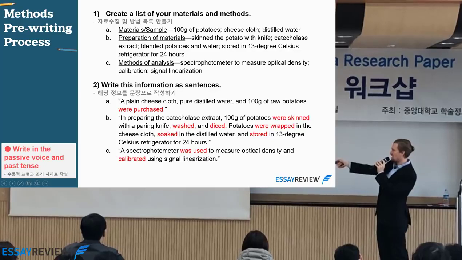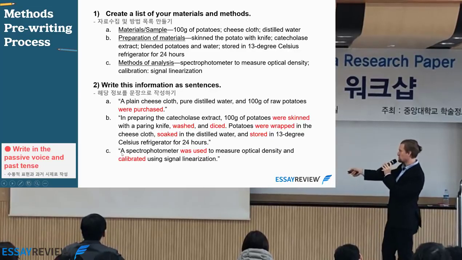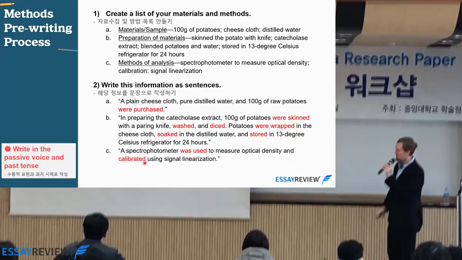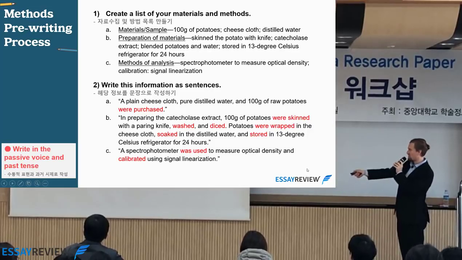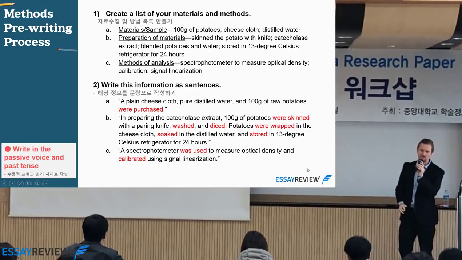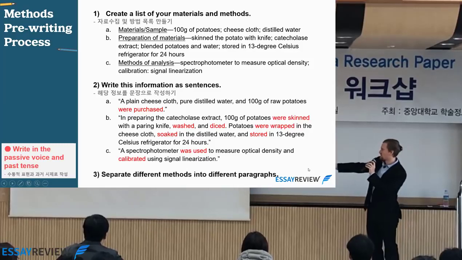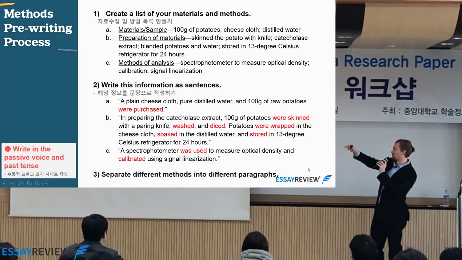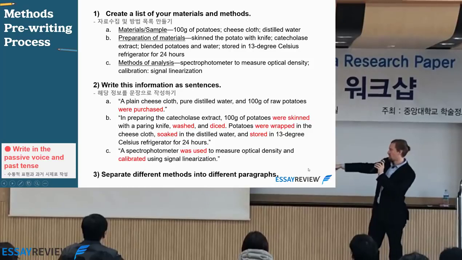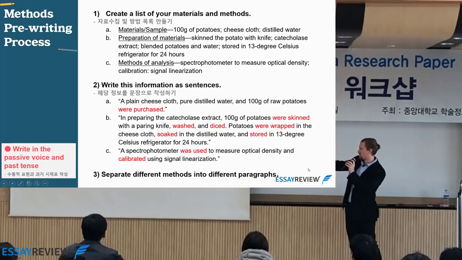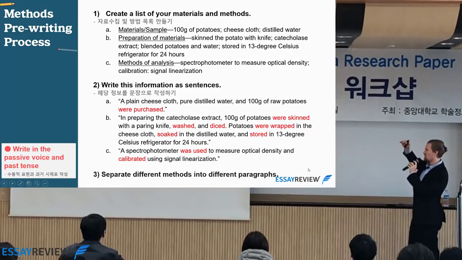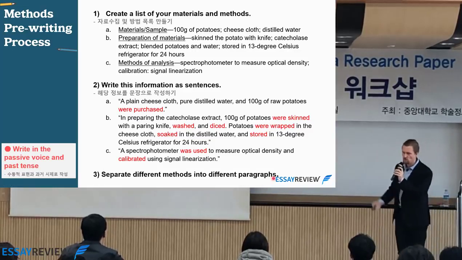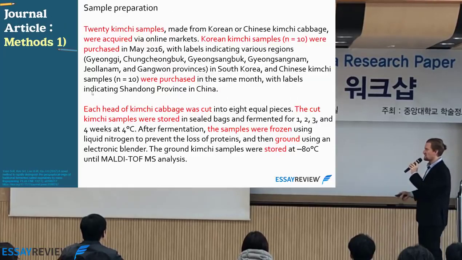And last, you have your methods of analysis. A spectrophotometer was used to measure optical density and calibrated using signal linearization. Now you're ready to write your methods. You're going to separate the different methods into different paragraphs. So this is one paragraph. If you have methods of analysis, you might separate this into a paragraph as well. So try to keep your paragraphs separate based on the methods that you used and the methods of analysis that you used.